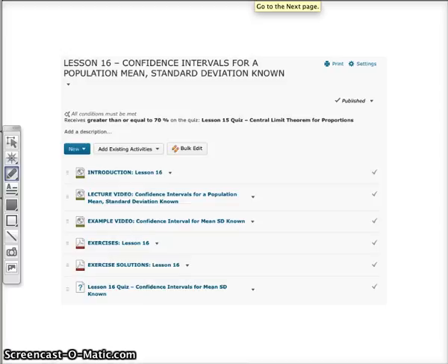Now, don't forget your tasks. We've been through this before, but the little introduction, the lecture, the example, the exercises, and then the quiz. I'll try to end up with a little quiz advice for you, so maybe that can help you. Also, don't forget we're going to keep on using this requirement to get into the lesson.